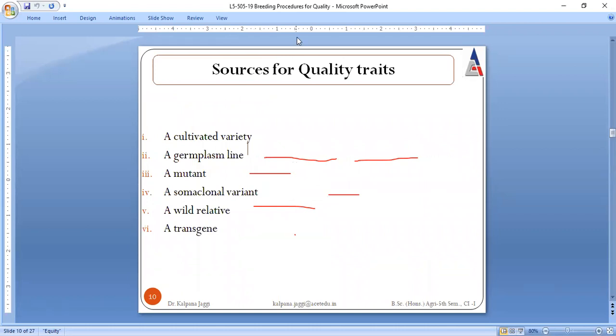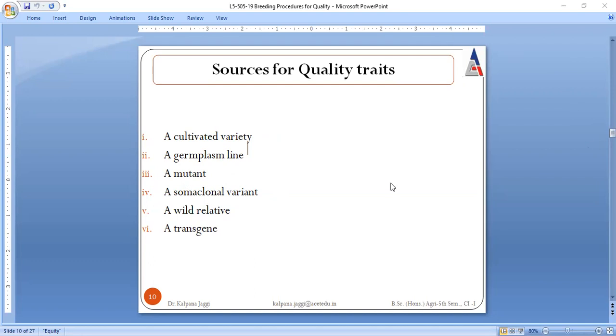Now we will talk about where these quality traits can be obtained. That means we are to talk about sources for quality traits. When we talk about the sources for quality traits, quality traits can be obtained from a cultivated variety, from a germplasm line, from a mutant, from a somaclonal variant, from a wild relative, or a transgene.